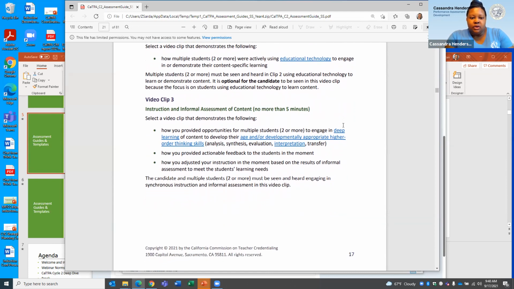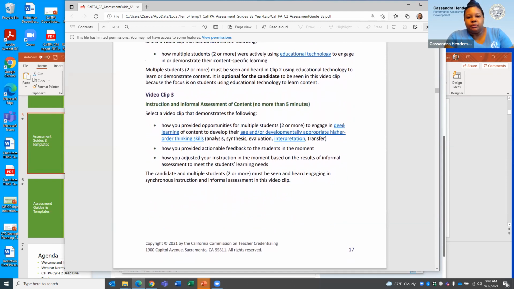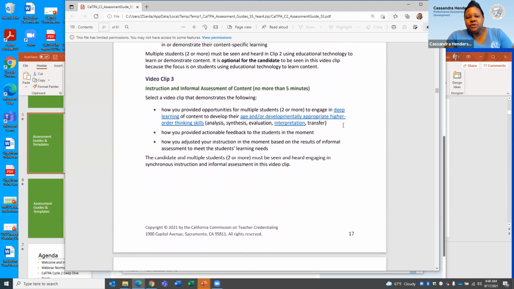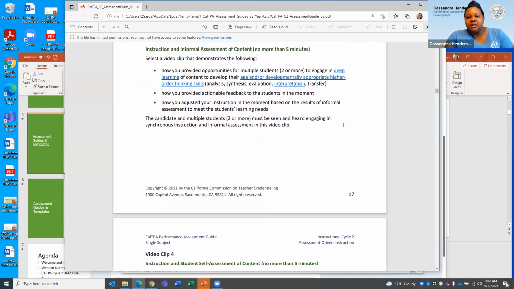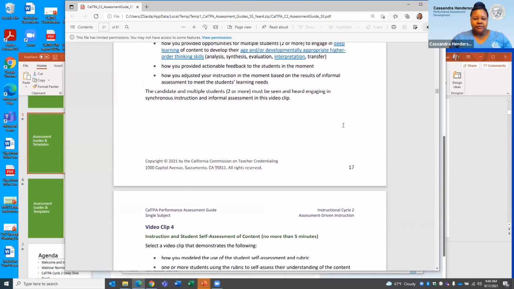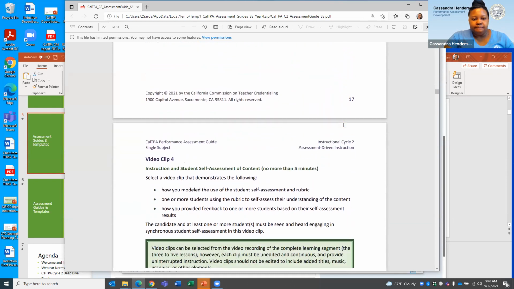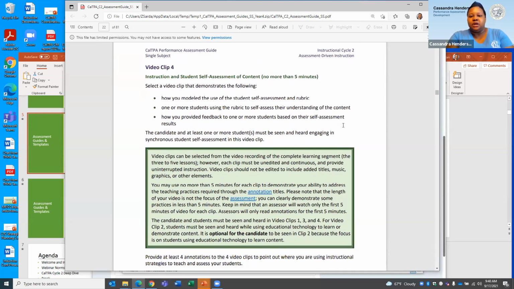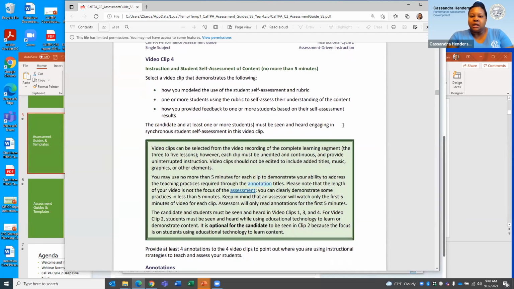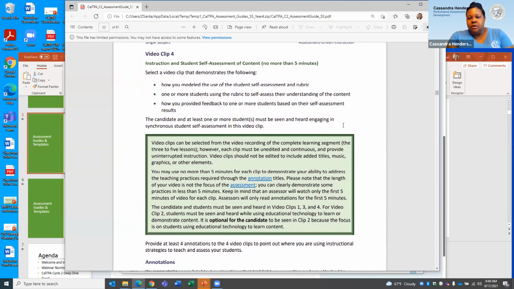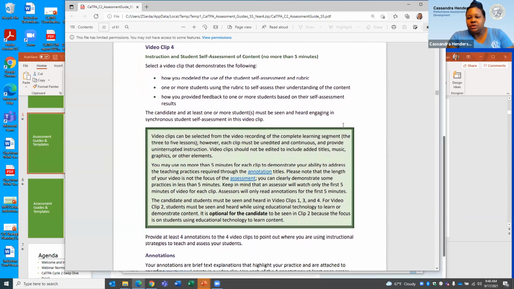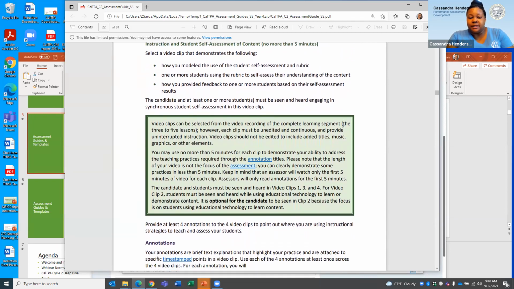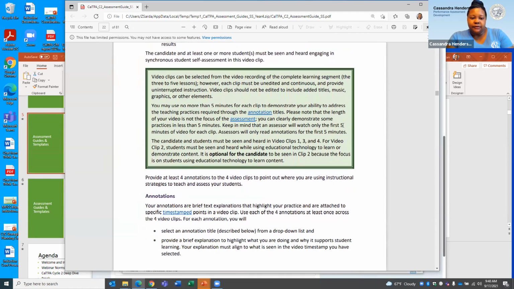Then video clip 3, instruction and informal assessment of content: how they provided opportunities for multiple students to engage in deep learning of content and develop their skills. Again, deep learning is emphasized here. And then video clip 4 is the instruction of the self-assessment of content. In this video, the candidate is modeling how to self-assess using the rubric. Then they're going to have at least one student use that rubric to self-assess and conference with that student about their self-assessment. There's another green call out box, very important to read.